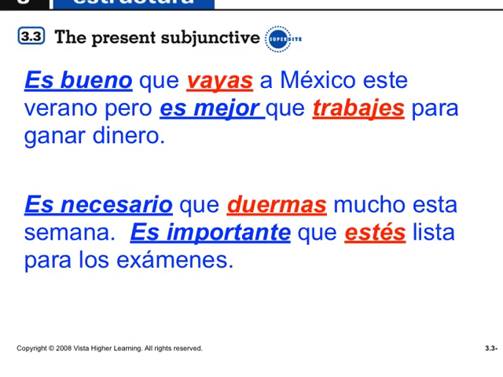Es bueno que vayas a México este verano. It's good that you're going to Mexico this summer. So we have a change in subject from it to the you form. So you're going to use the subjunctive, because even though it's good that you're going this summer, doesn't mean you are. You may not go. Nobody knows the future. You don't know. I don't know. No one knows. The future is a mist.